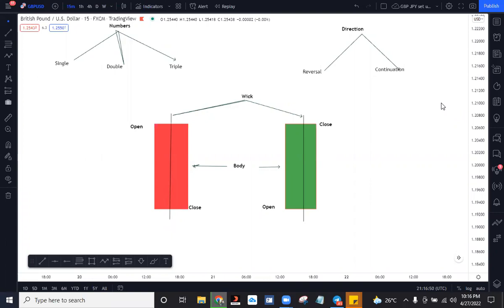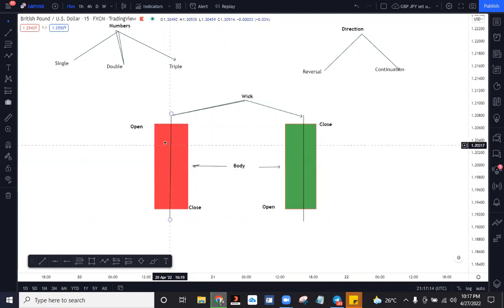When you have studied those things well and you're used to it, you can then decide to change the color of your candles to any color you desire. All right. In a candlestick, we have the open, we have the close, and we have the body, and we have what we call the wick.